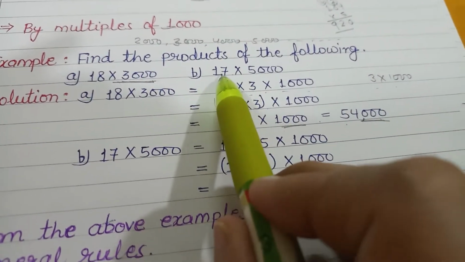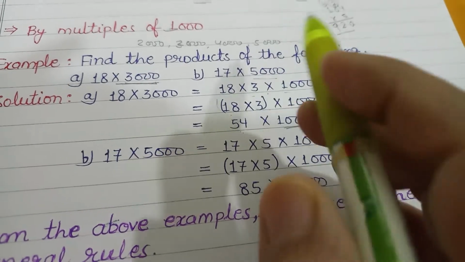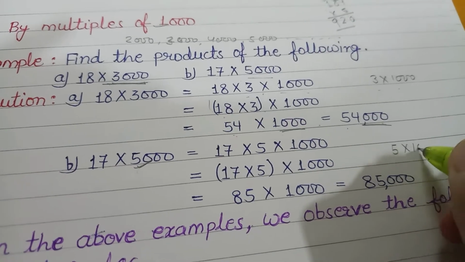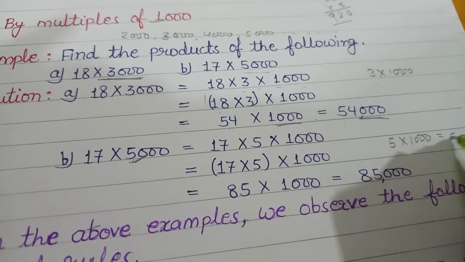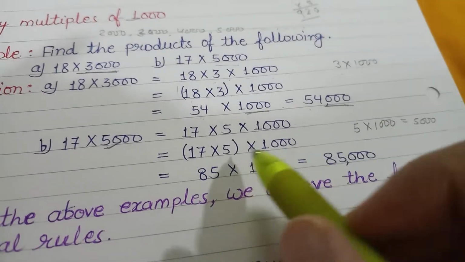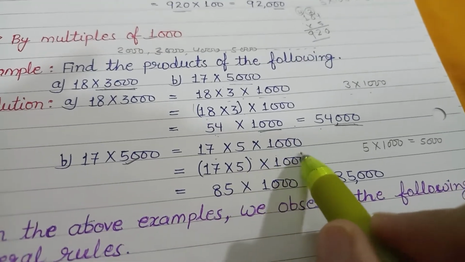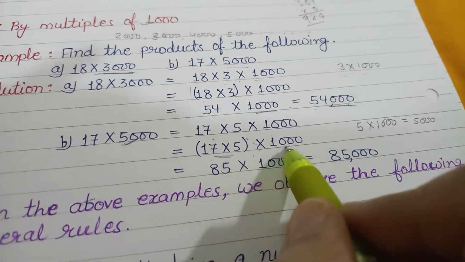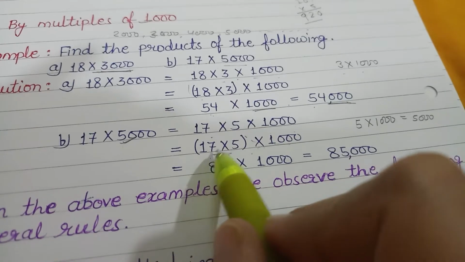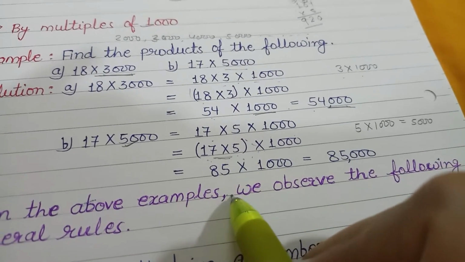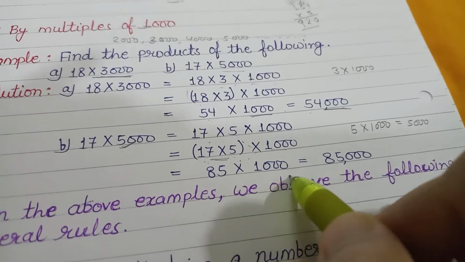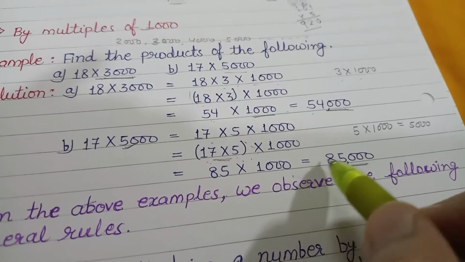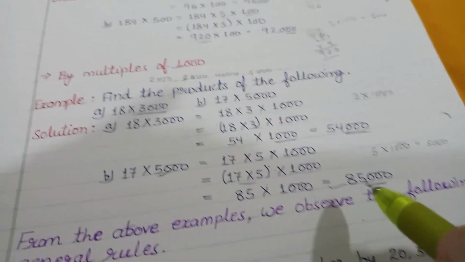Now in B we have 17 multiplied by 5000. First we will break this 5000. 5 multiplied by 1000 is equal to 5000. So 17 multiplied by 5 multiplied by 1000. Now 17 multiplied by 5 and multiply by 1000. So first we will multiply 17 by 5. 17 5s are 85. Now 85 multiplied by 1000. We will do it directly: 85, and we put 3 0s on the right side. So in this way we can find the product.